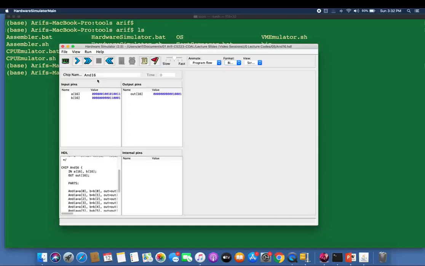Dear students, do verify the OR16 and the MUX16 chip as well on this hardware simulator at your own time. And let me move back again to the slides.